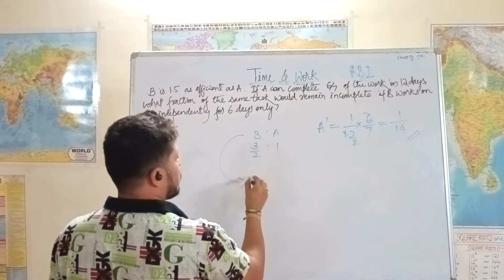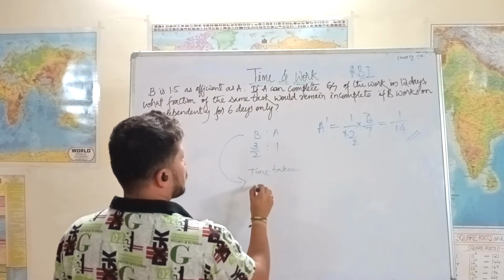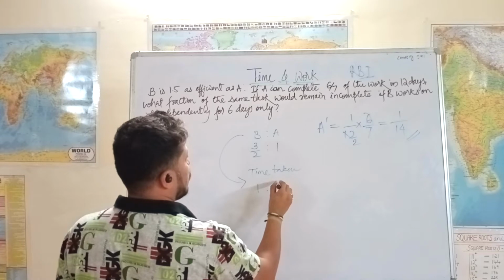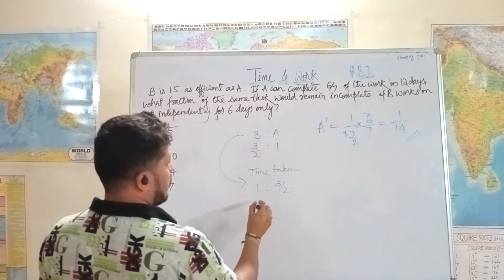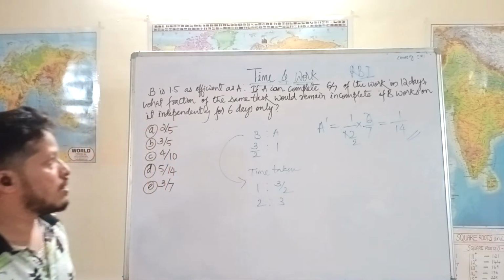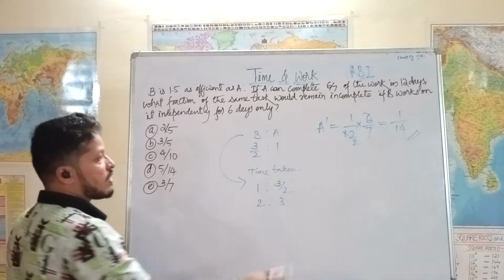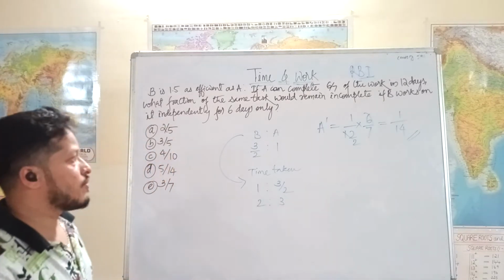Time taken would be reverse. Time taken would be inversely proportional. So 1 is to 3 by 2. Or I can write it as 2 is to 3. If it takes 3 amount of time, he would take 2 amount of time.